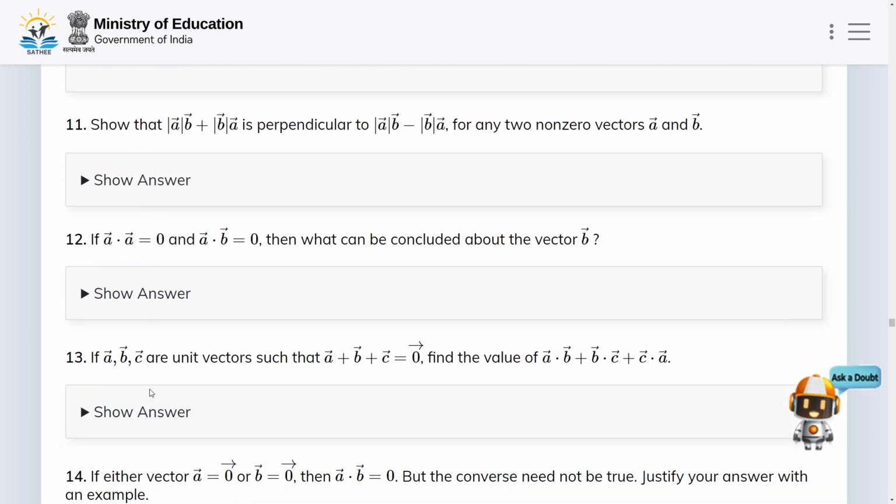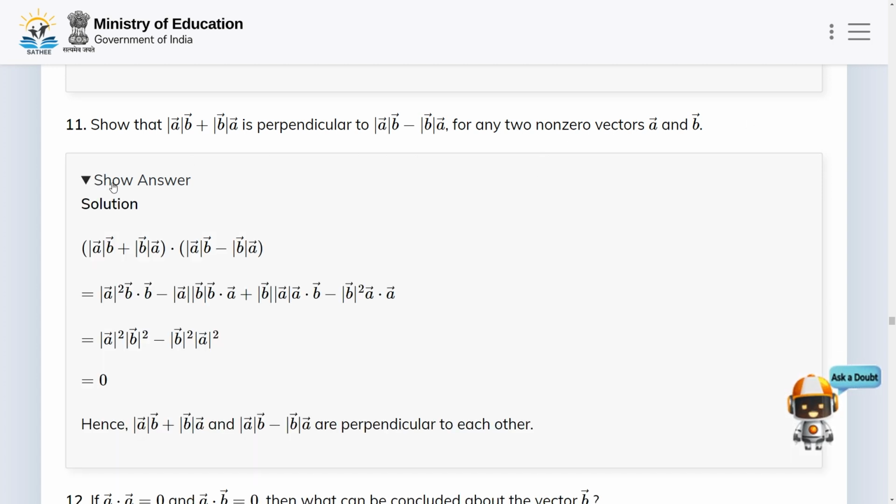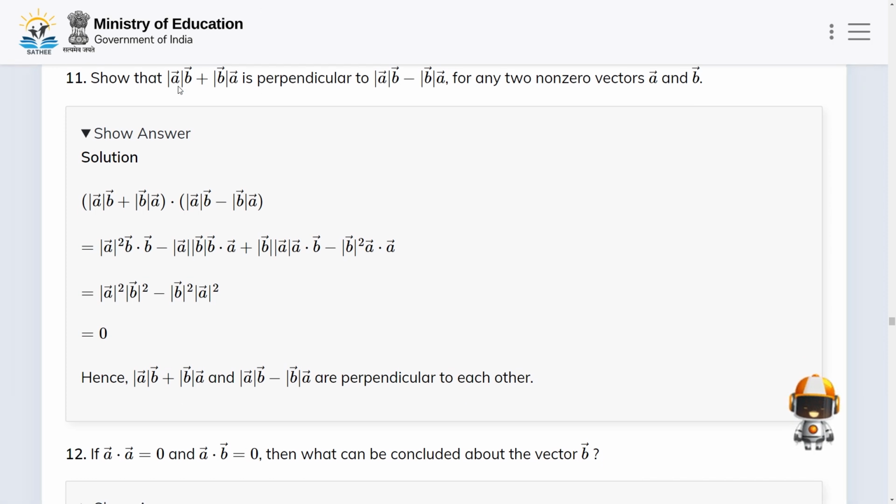Show that magnitude of A multiplied with vector B plus magnitude of B multiplied with vector A is perpendicular to magnitude of A multiplied with vector B minus magnitude of B multiplied with vector A, for any two non-zero vectors A and B. Okay. So these two vectors are perpendicular. This means their dot product, I have to show that it equals 0. So find the dot product.